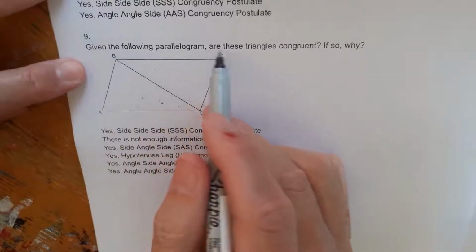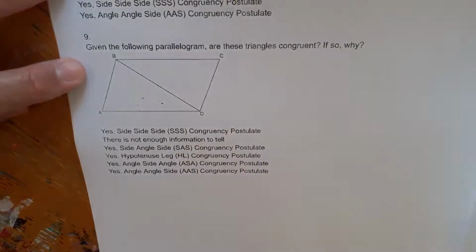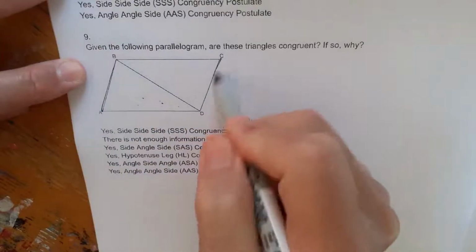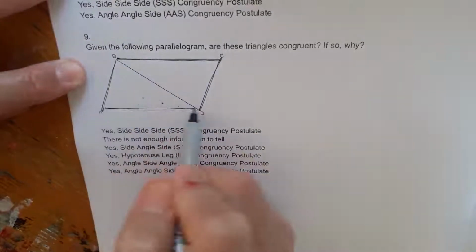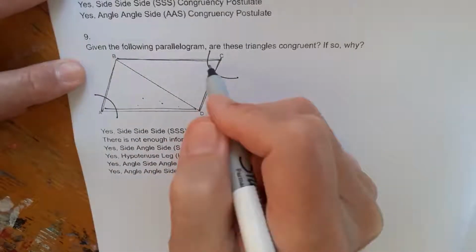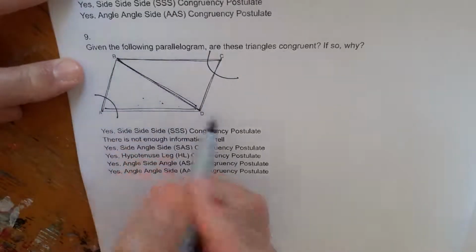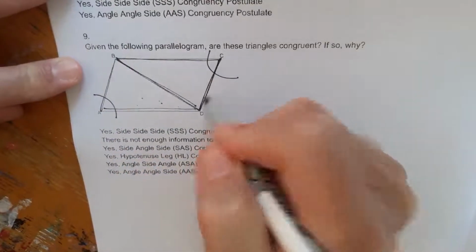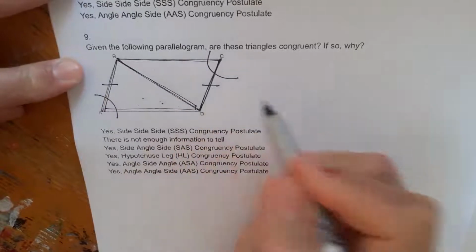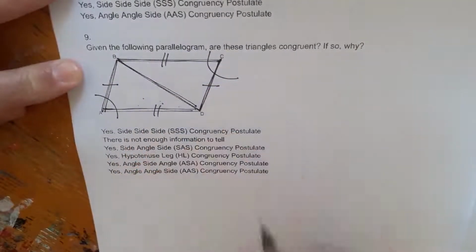Given the following parallelogram, are these triangles congruent? If so, why? So the interesting thing about a parallelogram, which you got to know from prior lessons, is that opposite angles are equal to each other. So these two angles are equal. We know that in a parallelogram, this side is equal length to this side. We could draw a tick mark. And we know that this side is equal length to this side. We could draw two tick marks.